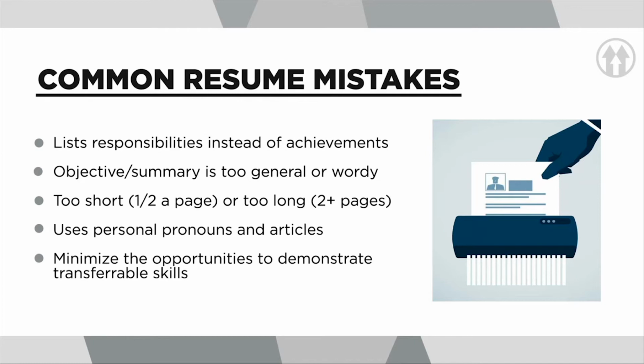The second one is objective summaries that are too general and wordy. I see this a lot, especially with my engineering and computer science students. It's just too wordy, or too general. Sometimes they don't have any substance, because I normally see students come in and say, I'm seeking employment in X, Y, and Z. If you apply for a company, they already know that you're seeking employment. A summary or objective statement should be your attention getter. It should highlight some of your skills. It should pop. It should set the tone for your resume. And sometimes I don't see that.